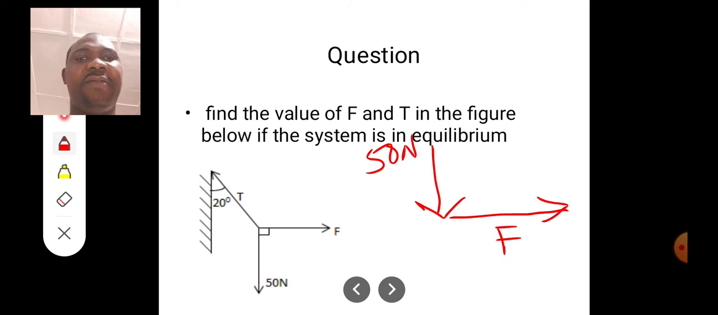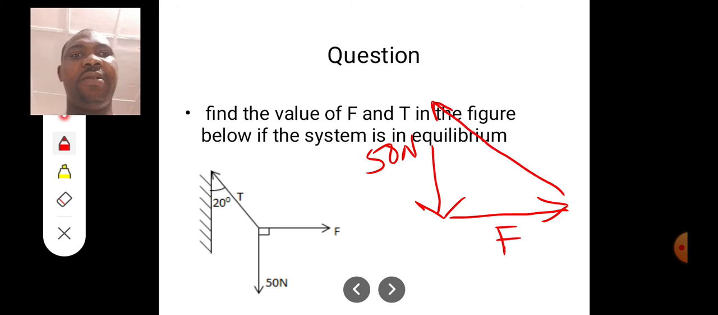This is force F. Then after that, you have your tension, which is going this way. This is your tension T. You can see that I have represented it in the form of a triangle. This is perpendicular. The angle T makes with the vertical is 20 degrees. So that's what we are going to place here, which is 20 degrees.